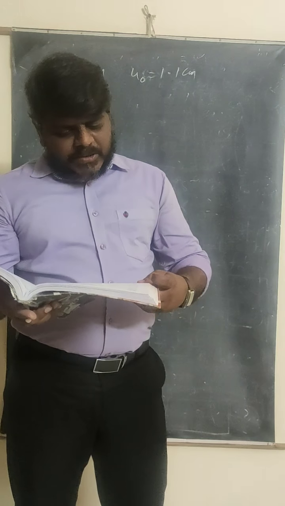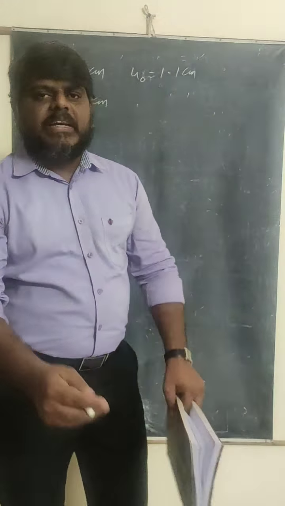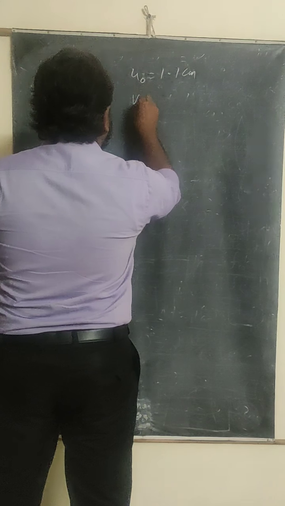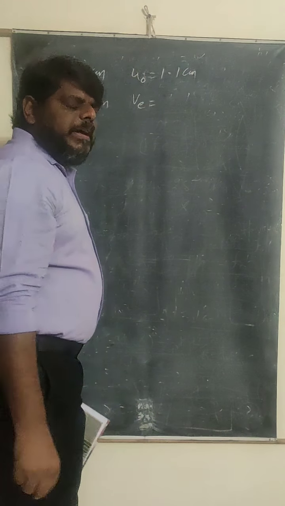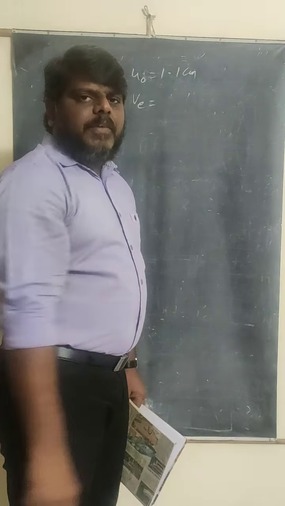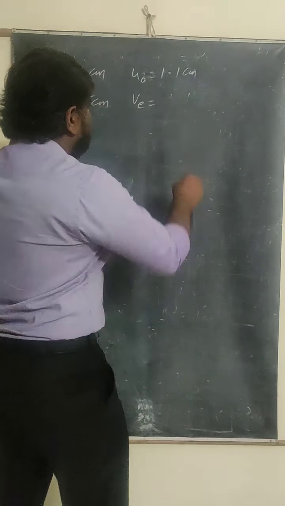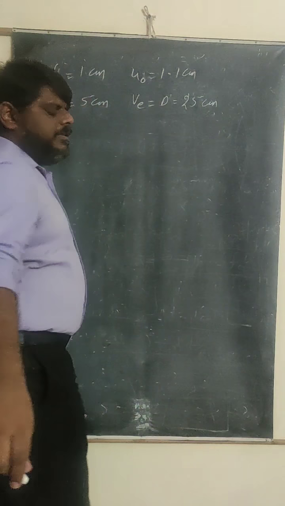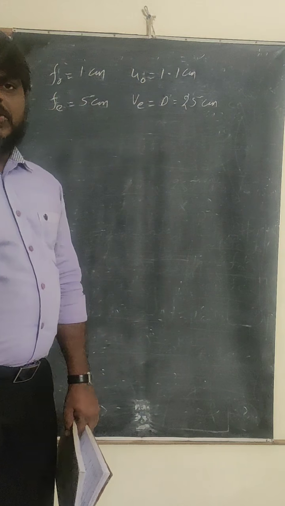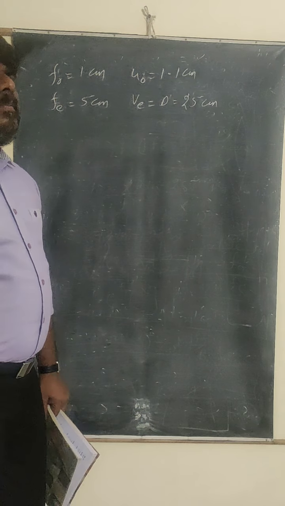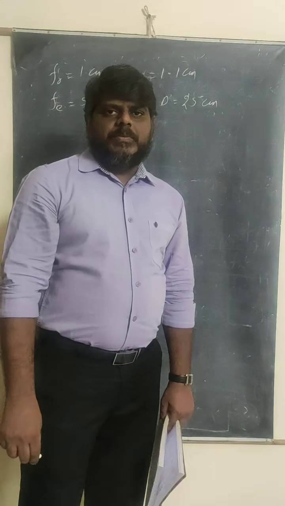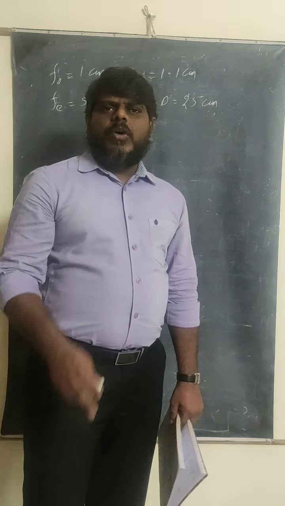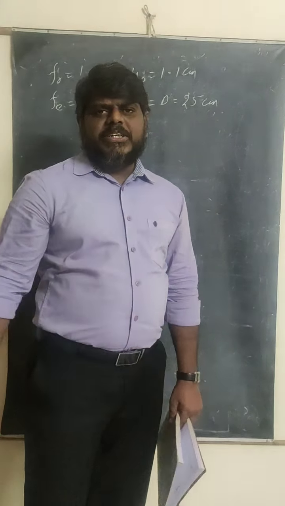And the final image is going to be formed at the least distance of distinct vision. The final image is produced by the eye lens, and the final image distance can be represented by VE. That is equal to D, that is equal to 25 centimeters. This is the data given to us. And what is asked in the problem? The problem asks for the length of the tube in the microscope in the case of least distance of distinct vision.